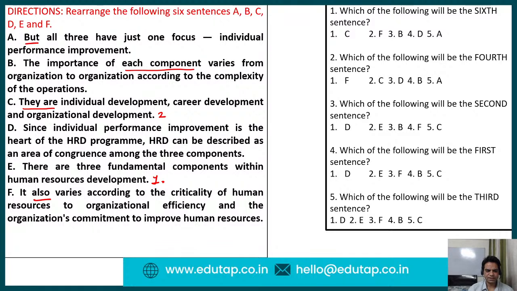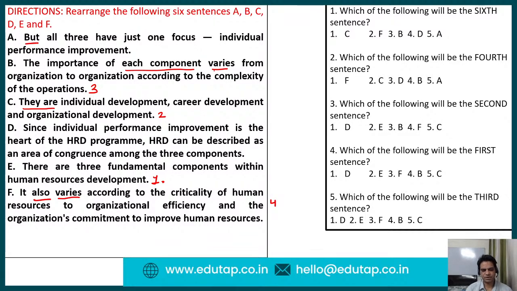There are three fundamental components within human resources development. Then second sentence should be C. They are individual development, career development, and organizational development. Right? Then it should be option number B. The importance of each component varies from organization to organization according to the complexity of the operations. Then it should be F. It also varies. I saw that they were talking about varies, right? So this should be sentence number 4.